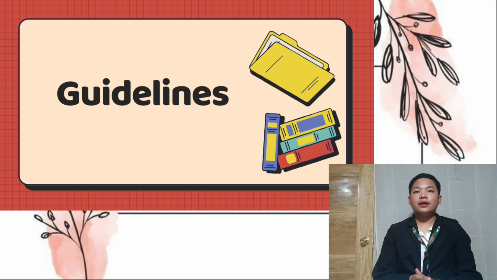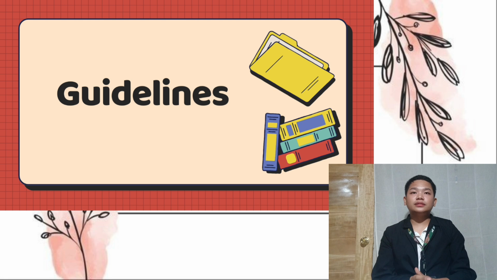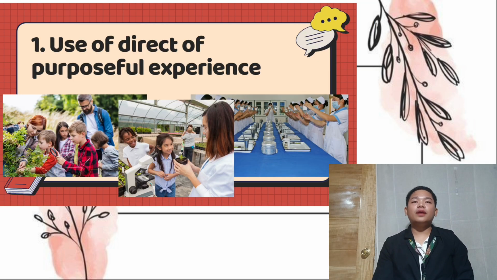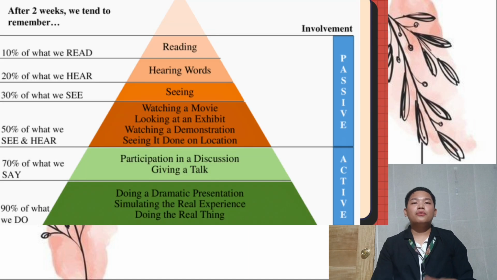Let's break down each level of the cone of learning, starting with the most effective to least effective. The cone of learning shows how much information we remember depending on how we learn from it. The guidelines directly reflect the cone of learning's principle. They suggest using teaching methods that correspond to the higher levels of the cone, which is more active learning, to improve learning outcomes. So the first guideline is use of direct purposeful experience, with 90% of learning retained.